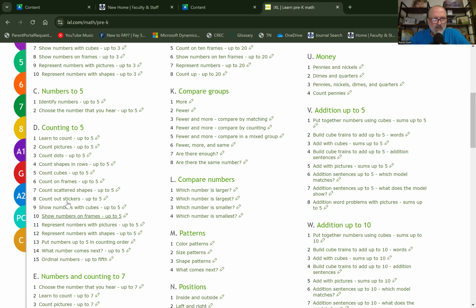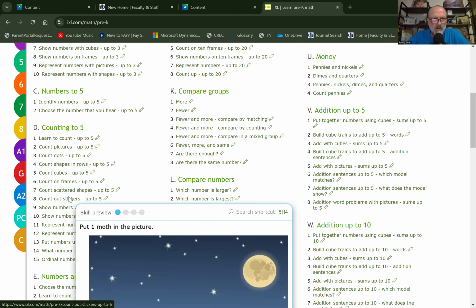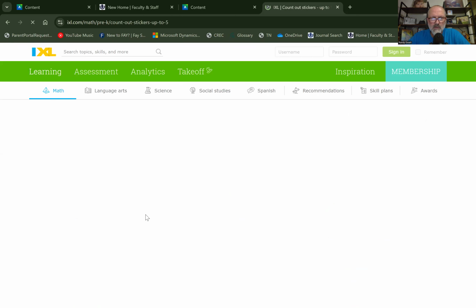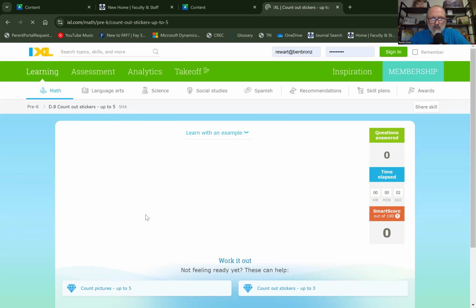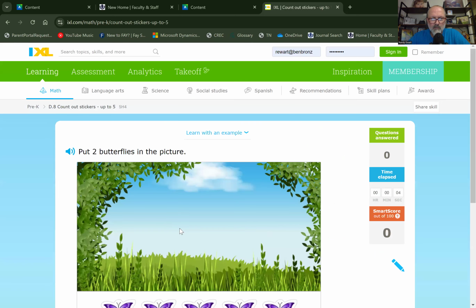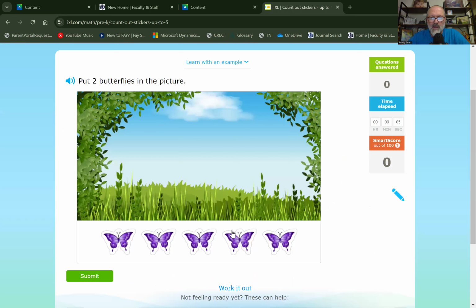So here we can count out stickers. Count out stickers. Here we go. And there you go. Now you're counting, so it has one-to-one correspondence, and it also has cardinality. You have to put 2 butterflies in the picture. So apparently what you do is slide them over, and then don't hit submit. Just take a screenshot and paste it into that same Google Doc.